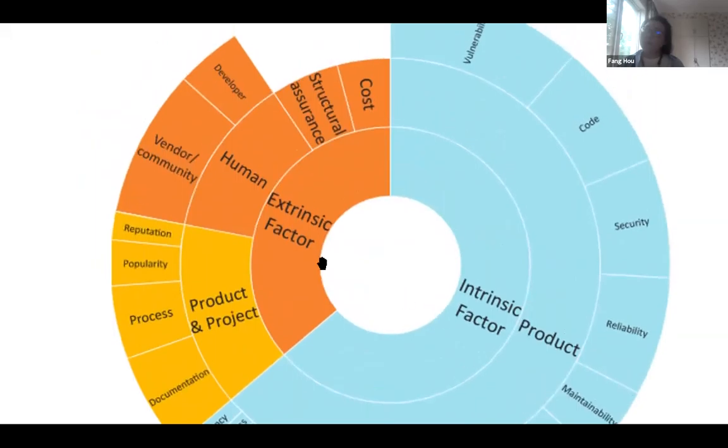For the extrinsic factors, these are external to the software product or project, and factors like reputation, popularity, process, and documentation will be measured. The human factor is about the influence from different stakeholders. The structural assurance is for license contracts and some legal considerations. Cost is more about return on investment. In this case, factors like cost of investment, cost of use, size, time and risk will be considered.